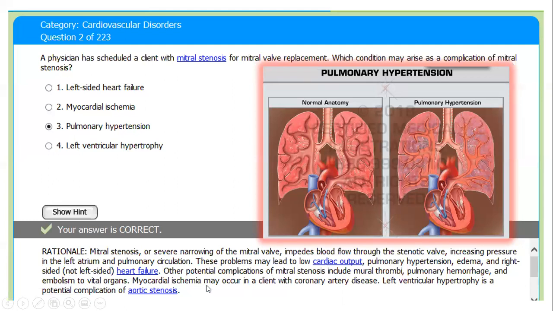Myocardial ischemia may occur in a client with coronary artery disease. Left ventricular hypertrophy is a potential complication of aortic stenosis, not mitral stenosis.